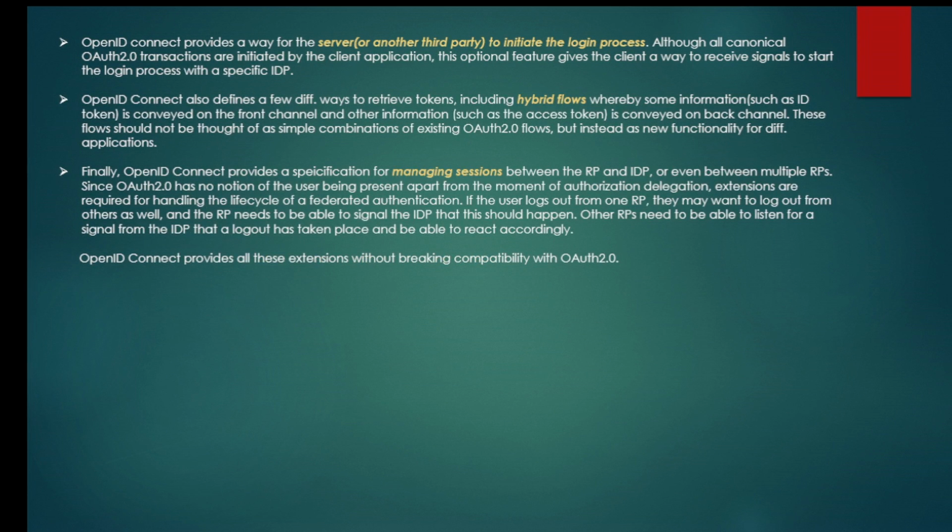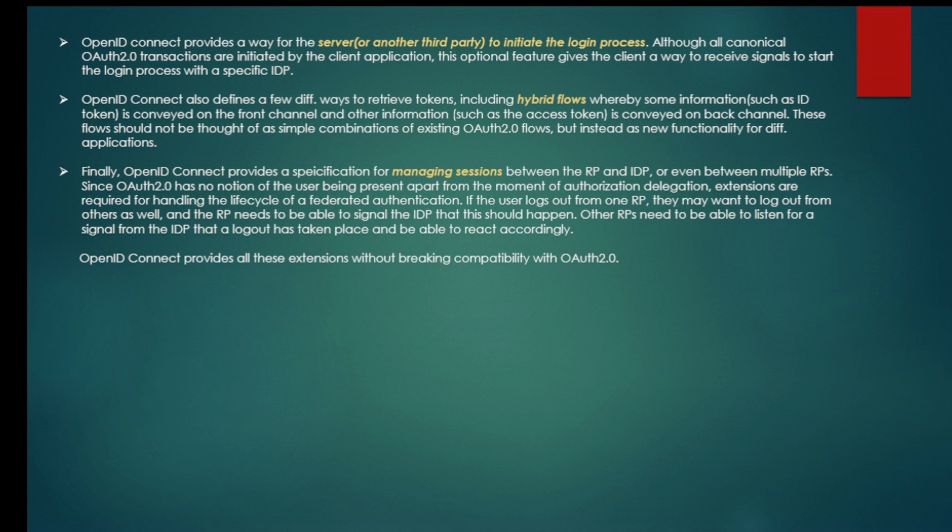Then OpenID Connect provides a way for the server or another third party to initiate the login process. Although all canonical OAuth 2.0 transactions are initiated by the client application, as you have seen, this optional feature gives the client a way to receive signals to start the login process with a specific IDP, as we can see in the SAML case, the IDP-initiated SSO URL in a similar way.